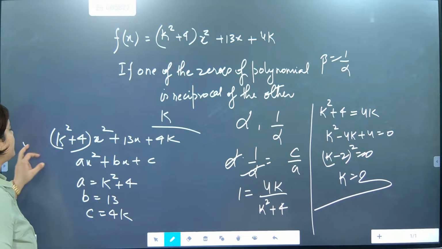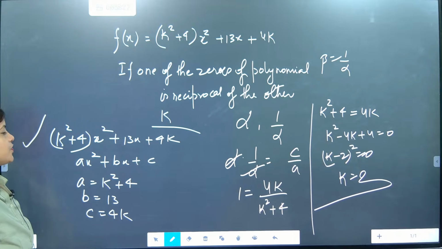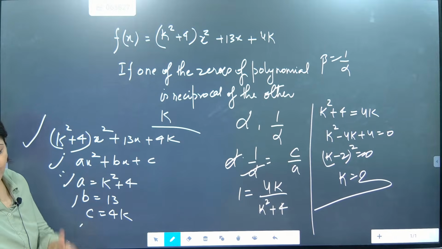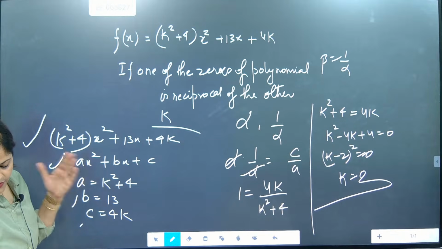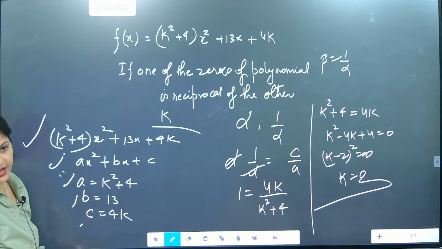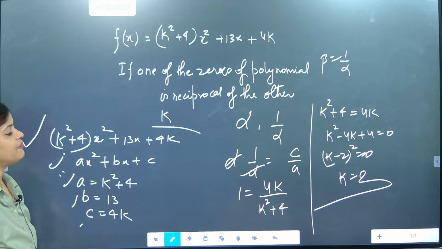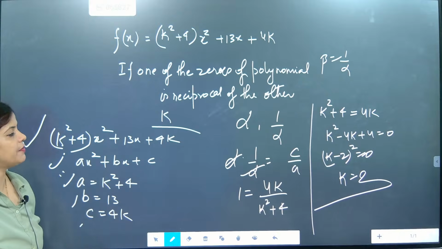So this is what we need to solve. ax square plus bx plus c. Since it is reciprocal, we will not be going for alpha plus 1 by alpha. We will be going for alpha into 1 by alpha. That is the product part. Product part is coming as alpha into 1 by alpha, which will cancel, and 1 will be coming as c by a.